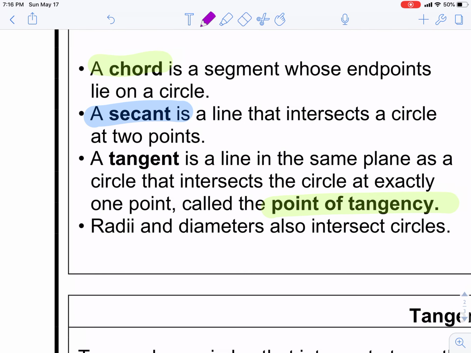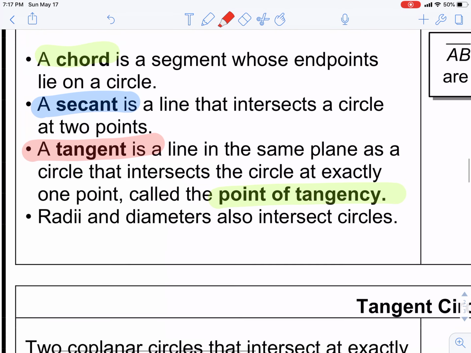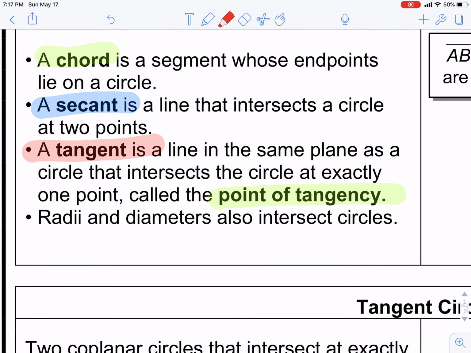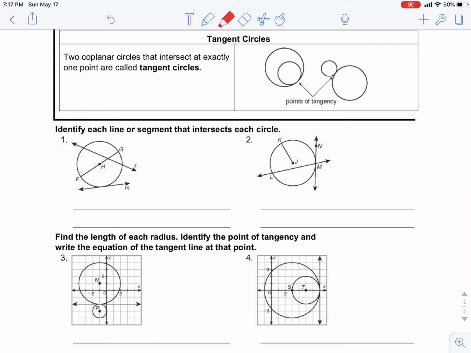Tangent line. Okay, a tangent line is in the same plane. Don't worry so much about that, but it intersects the circle at exactly 1 point. So this line right here touches that circle in exactly one spot. That highlighted red dot right there is called the point of tangency. What we're going to practice today is naming chords, secants, tangent lines, and the point of tangency. I'm going to skip over tangent circles. That's basically the same thing: two circles that touch exactly one time are called tangent circles.